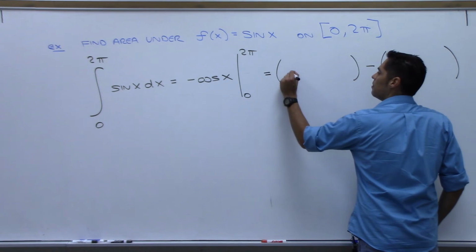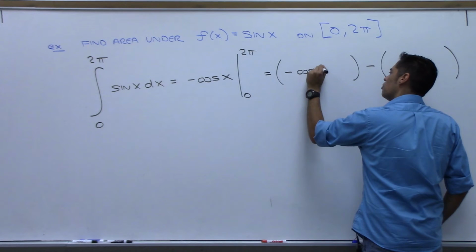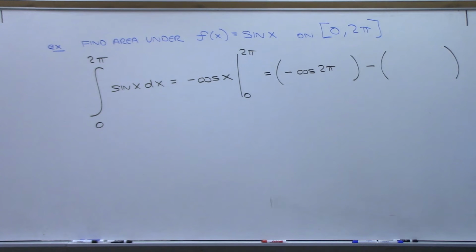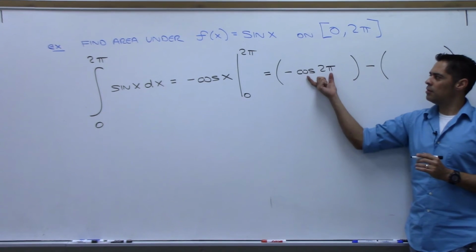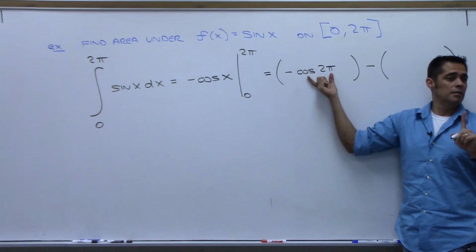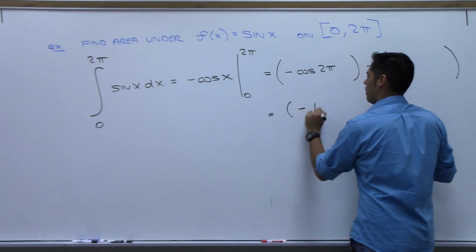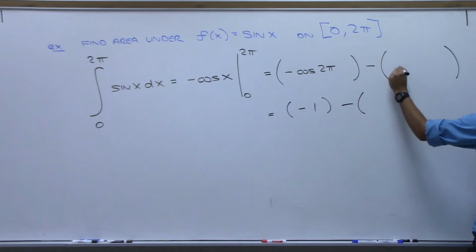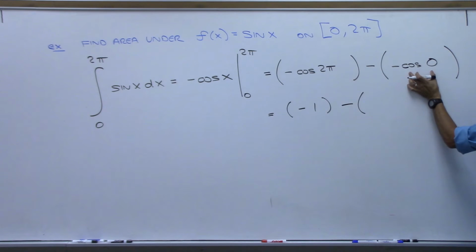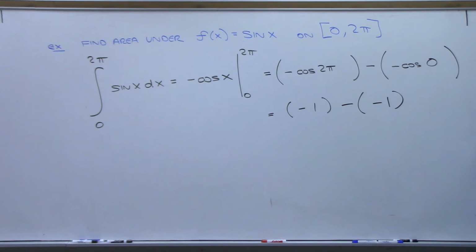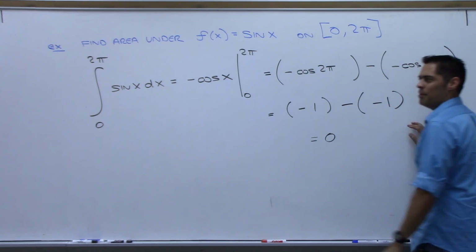So first I plug in 2 pi. Negative cosine of 2 pi. Cosine of 2 pi is 0? No. What is it? 1. That's the same as cosine of 0, which is 1. But then there's a negative, so this is negative 1. Minus, okay, I never did this one. Negative cosine of 0. Cosine of 0 we just said was 1, but then negative, so negative 1 again. And that's just negative 1 plus 1, which is 0. Oh, come on, that can't be right.